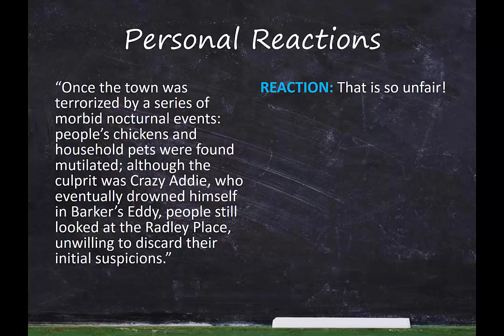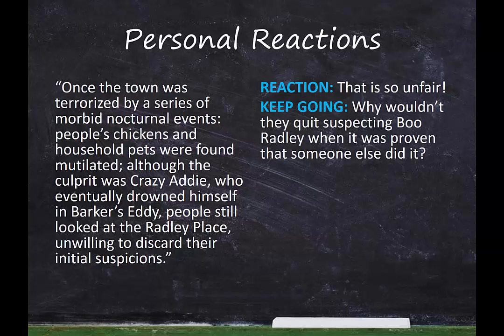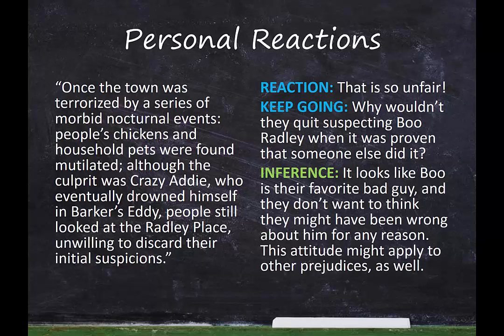Students often stop there and that's all they write for their annotation, but that really isn't enough. Why did you have that reaction? I thought it was totally unfair for people to keep blaming Boo after it was proven somebody else was killing the animals. But even that isn't enough. We need to think about what it tells us about the characters. I infer that those people enjoy making Boo the bad guy. It's a lot of fun to scare each other with stories about him, and they spread a lot of nasty gossip about Boo and his family. Maybe they're afraid to admit they might have been wrong about him for any reason.